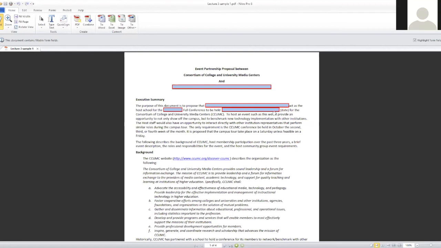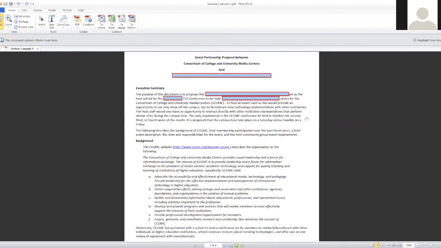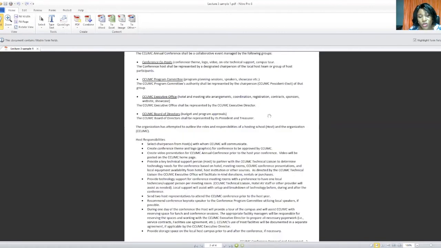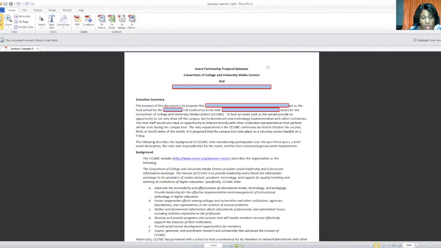Yes, please. Good. So it says event partnership proposal between consortium of college and university media centers, and they've laid out the name of the other person. Now you can see that the proposal tells us the executive summary. So the executive summary basically summarizes everything that is in the proposal and tells it to us in a few words. So here they are saying that the purpose of this document is to propose that so and so act as the host school for the so and so fall conference to be held on the date that has been blurred out for the consortium of college and university media centers.